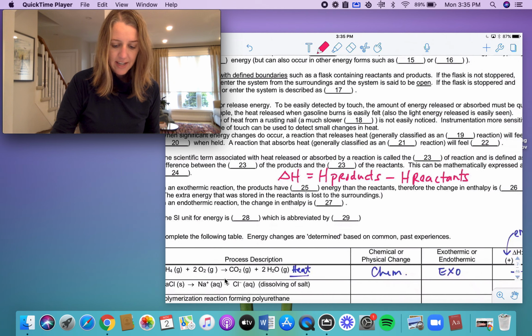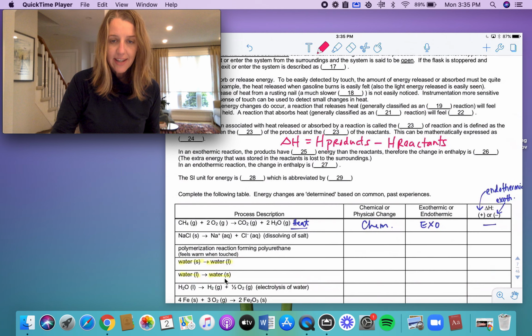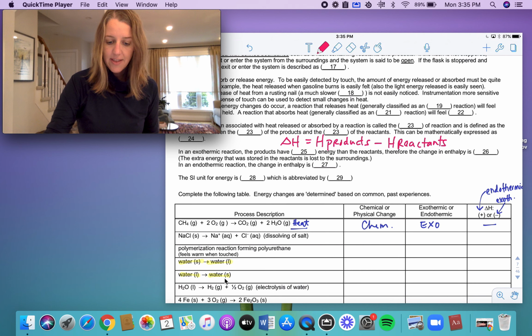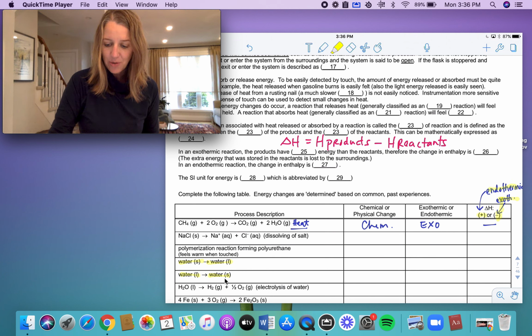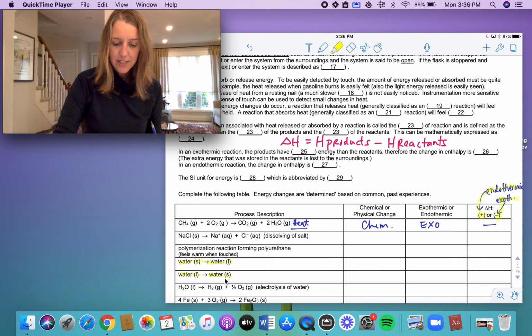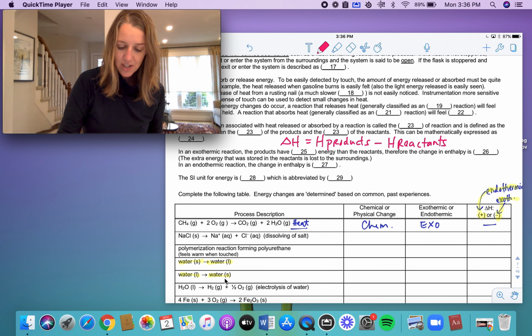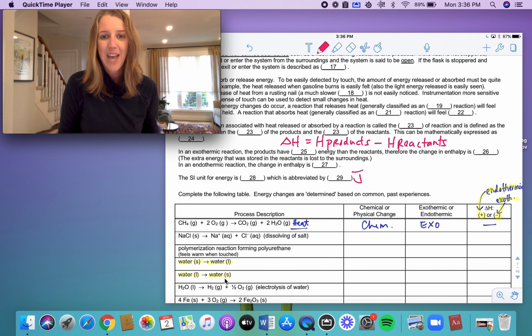Okay, and if you end up with a negative enthalpy, that is associated with an exothermic reaction, whereas a positive enthalpy, a change in temperature between the two, is an endothermic reaction. So it's actually not too tricky. What kind of units are you using when you're measuring heat? Well, we're looking at joules, so capital J.